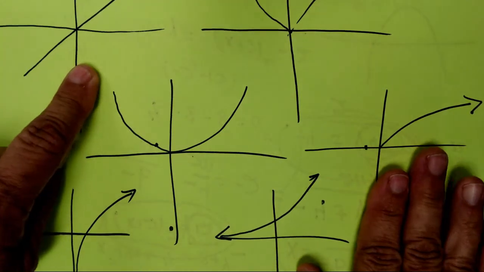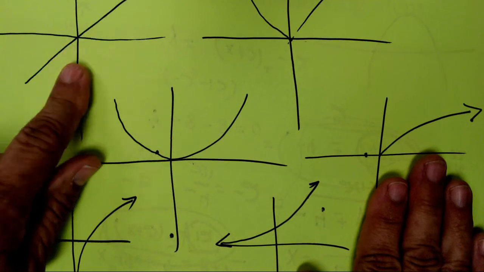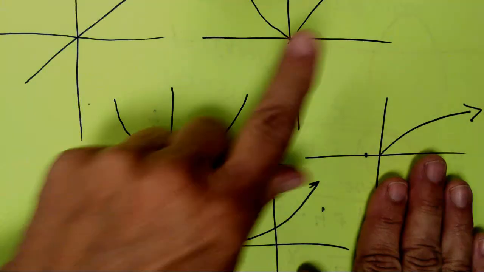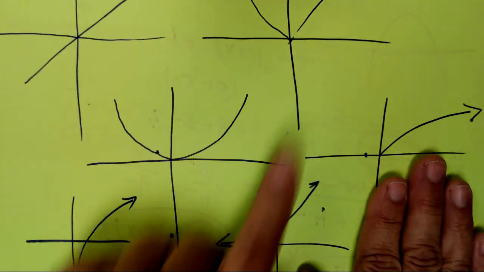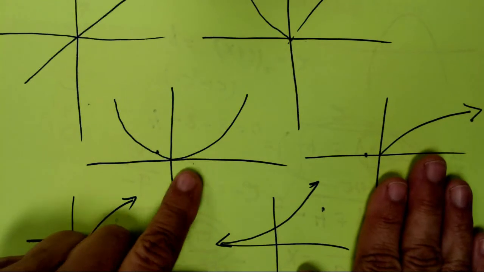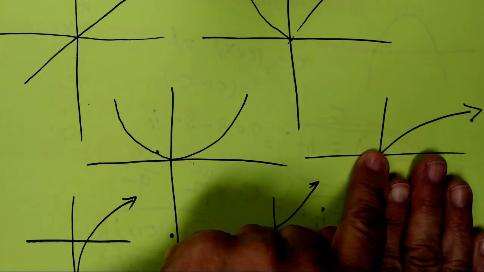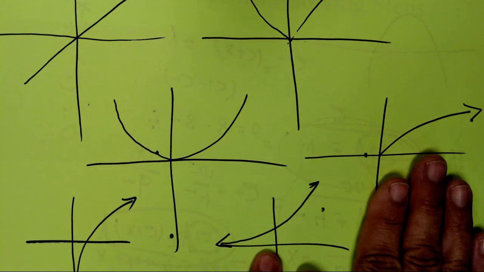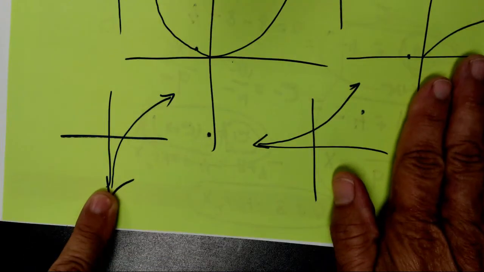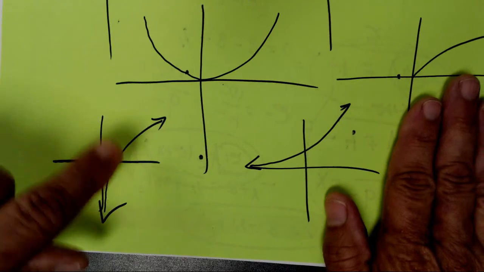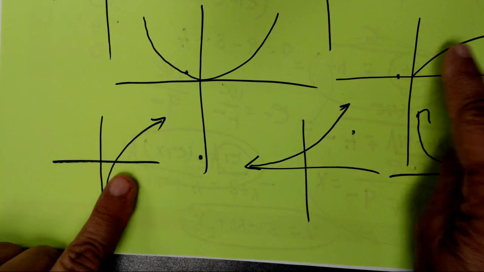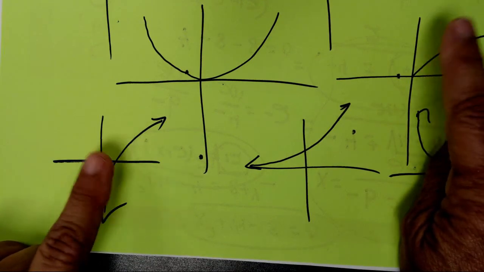Now, of these graphs on this page, what's the domain? All real numbers. What is the domain? All real numbers. What is the domain? All real numbers greater than or equal to 0. Domain? All real numbers. Oh, sorry. Greater than 0. So, do these two have a restriction on their domain?